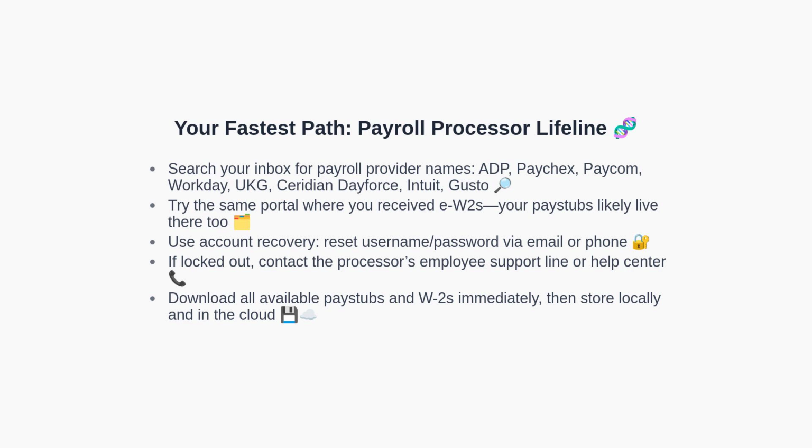To begin, search your email for the name of the payroll processor, such as ADP, Paychex, Paycom, Workday, UKG, Ceridian Dayforce, Intuit, or Gusto. If you received an electronic W-2, use that same portal. Your pay stubs were likely stored there as well. Next, use account recovery to reset your credentials. If you are locked out, contact the payroll provider's employee support. Once inside, download all pay stubs and W-2s at once and store copies both locally and in the cloud.